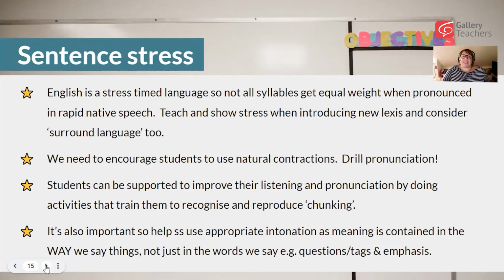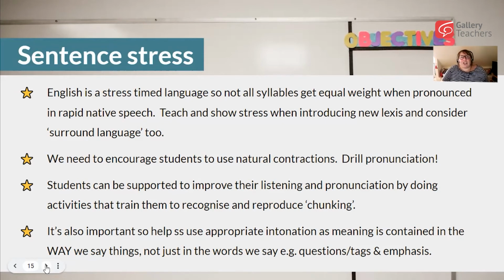So showing stress is really important, not just in words, but also in sentences. And again, knowing the content words of sentences is going to support students in their listening, because even if they miss some of the smooshed up words or the unstressed words, it's not going to matter so much, because if they're trained to pick out the stressed words or the stronger words, these are normally content words and they can get an understanding of what the person is saying, even without knowing every single word that was said.